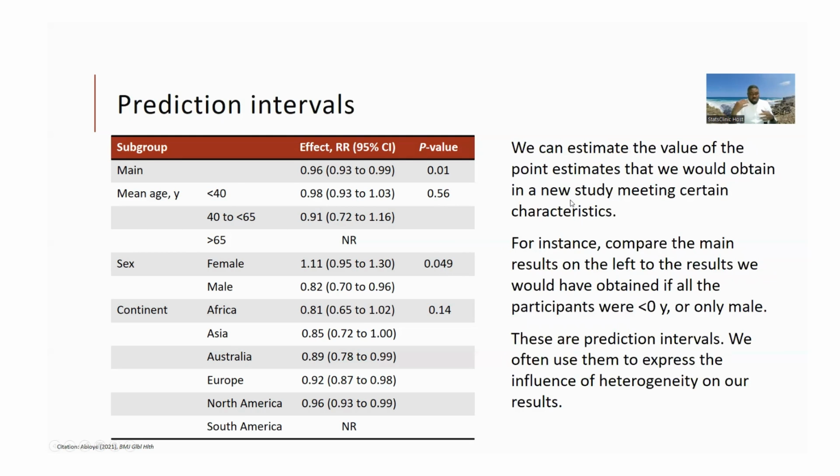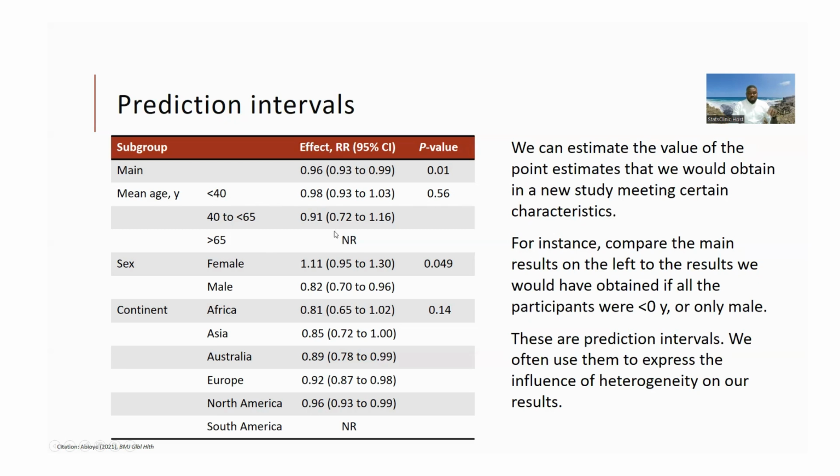But the other way that we can make sense of heterogeneity is to actually generate the prediction interval. So in the first step where we did meta-regression, we're only looking at p-values. But in the next step where we have prediction intervals, we're actually generating these numbers. So essentially now, if you look here, in the main study, you have 0.96, the point estimate, but among those who are less than 40, we are able to predict the relative risk and obtain 0.98, but in the older age group, 0.91.